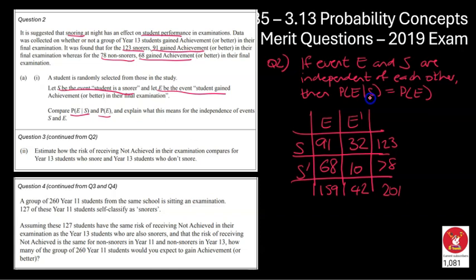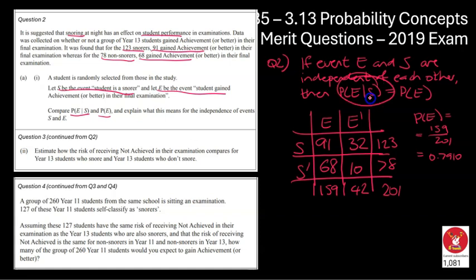So now that I've done that, I can start doing my calculations. The probability of E happening is going to be equal to 159 divided by the 201 people in total. So we've got 159 divided by 201, and that gets me to 0.7910.